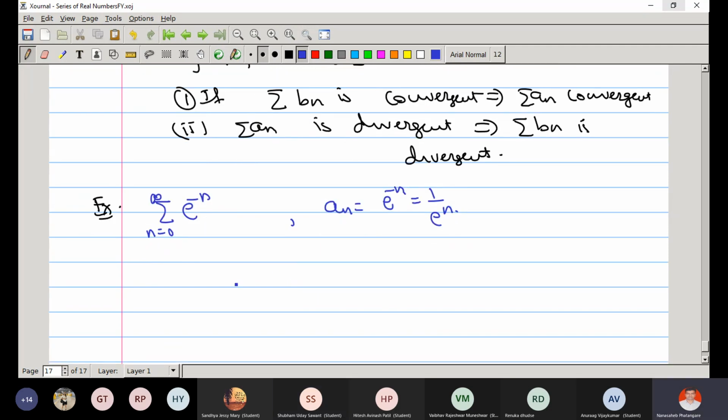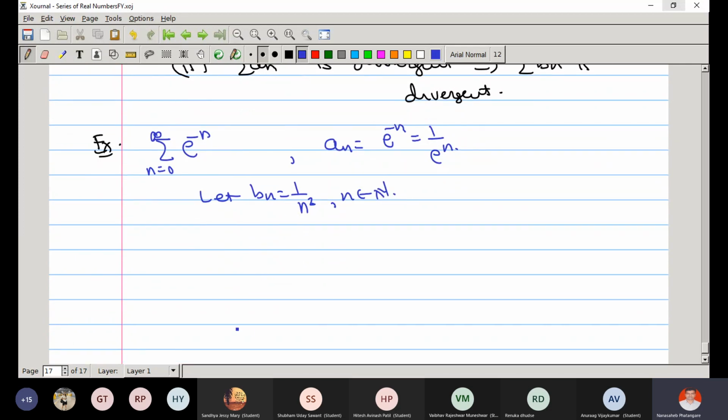Yes, sir. Right. Now you look at 1 upon n square. So let Bn be equal to 1 by n square, right? Okay. Now I want to check what is A1. A1 or A0 doesn't matter. Let us start from 1 to infinity. So what is A1? 1 by e, correct? B1 is 1.